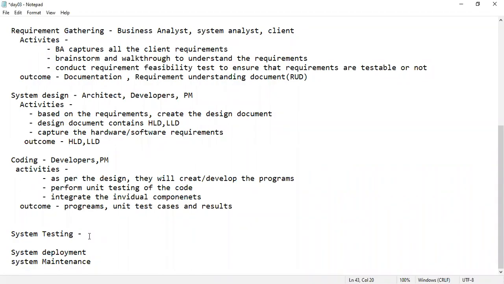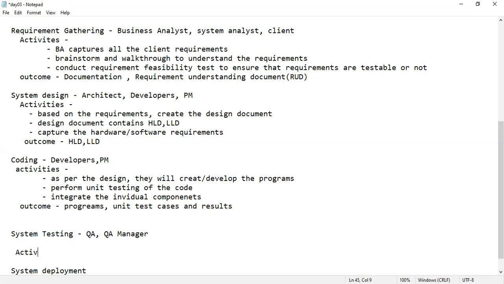Will be involving system testing. Tester is nothing but a quality analyst or quality assurance engineer or test engineer. There are different names, but everything carries a similar meaning. So the quality analyst and QA manager, these two roles are involved in system testing.